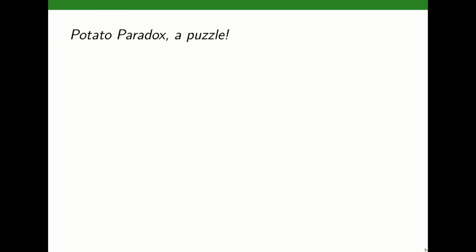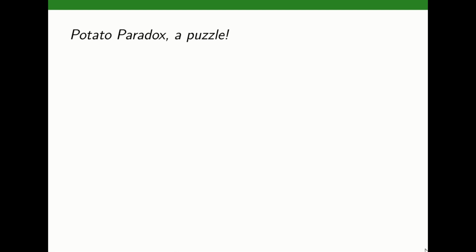So today we are working on what is labeled as the potato paradox problem, or as I love to call them, the peculiar case of potato paradox. Sounds quite ominous, doesn't it? But let's solve this problem and see, is it really that scary?